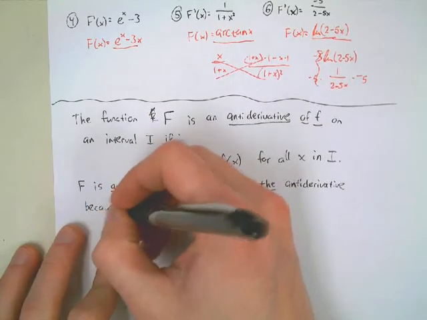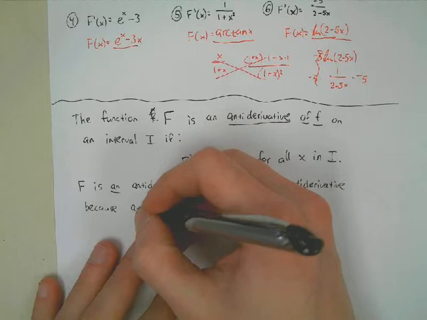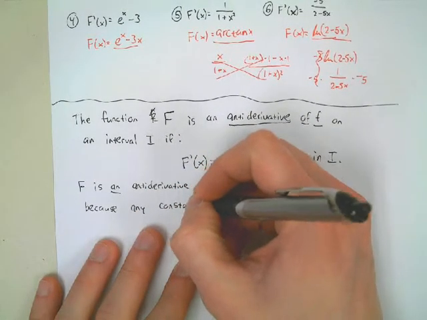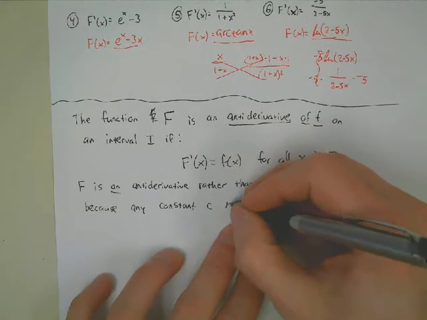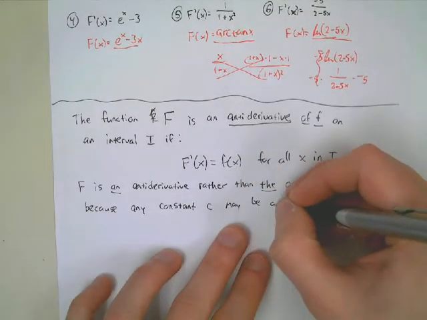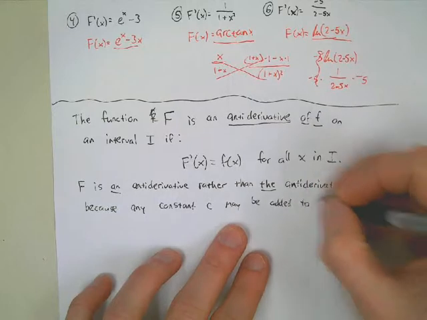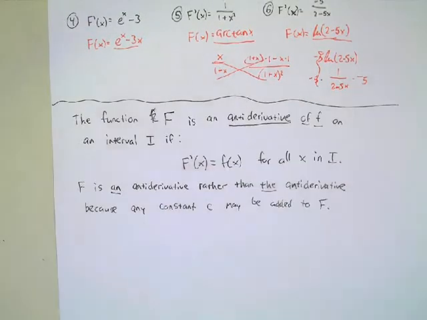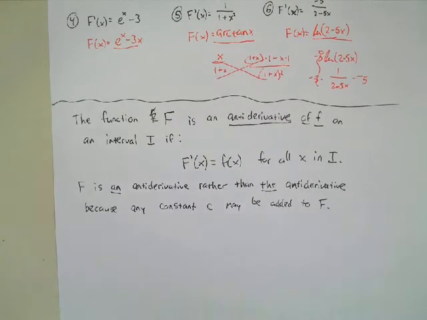because, as was described earlier, any constant c may be added to capital F. Any constant c can be added to that capital F, and it would still have the derivative of lowercase f. So let me show you an example of that.